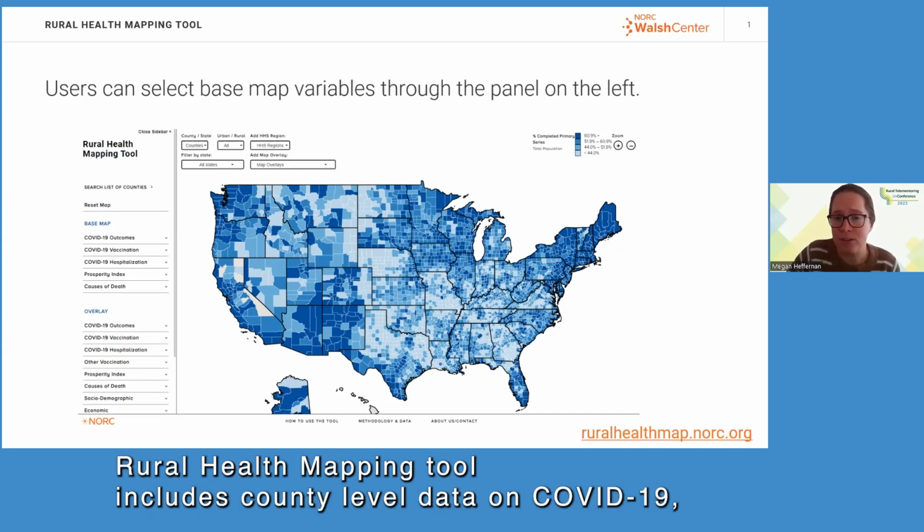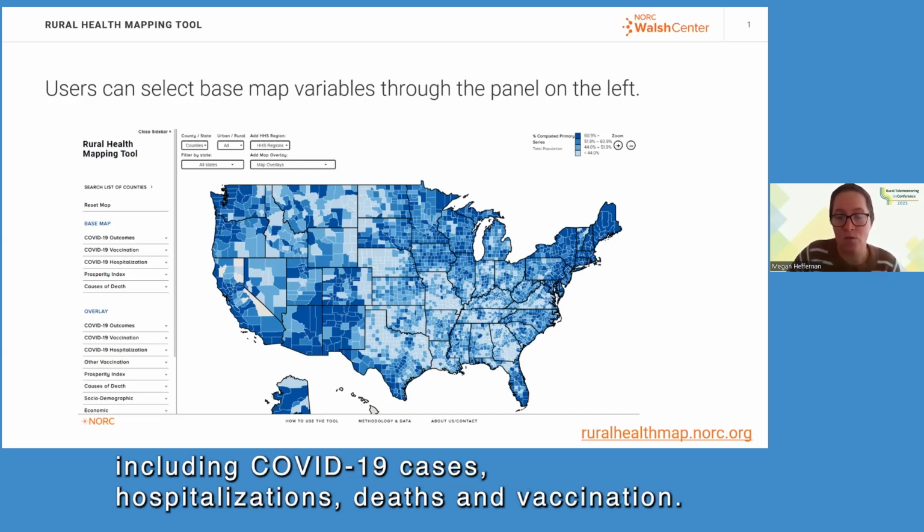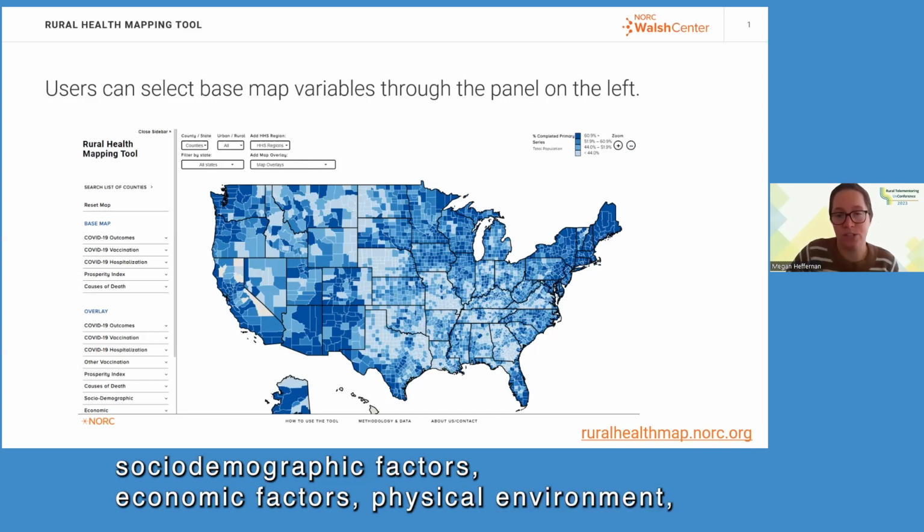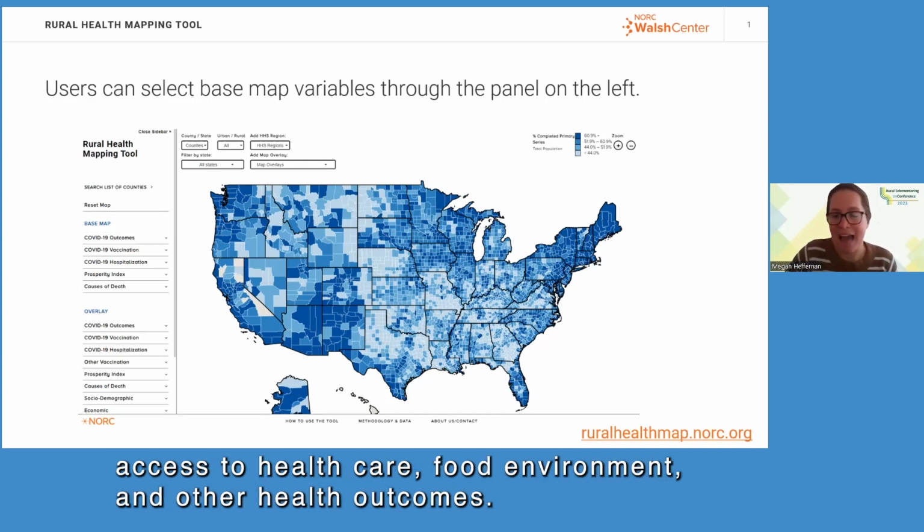You'll see that link on the bottom of your screen. The Rural Health Mapping tool includes county-level data on COVID-19, including COVID-19 cases, hospitalizations, deaths, and vaccination, the Prosperity Index, which I'll describe, leading causes of death, sociodemographic factors, economic factors, physical environment, access to healthcare, food environment, and other health outcomes.